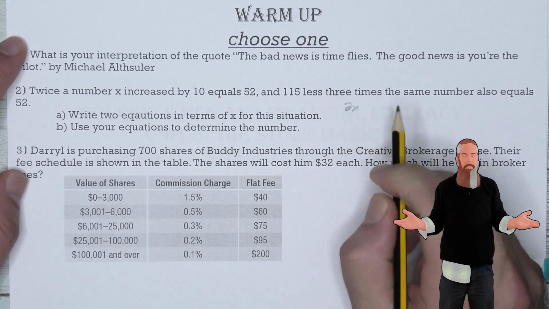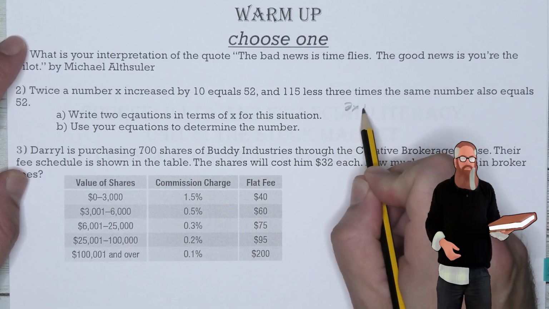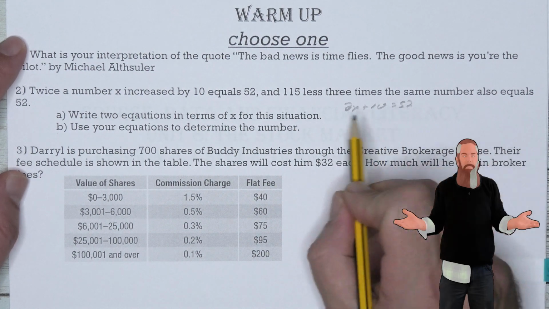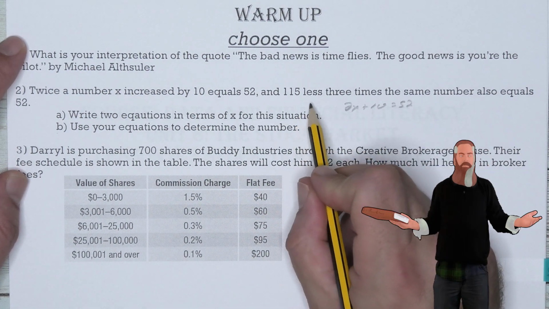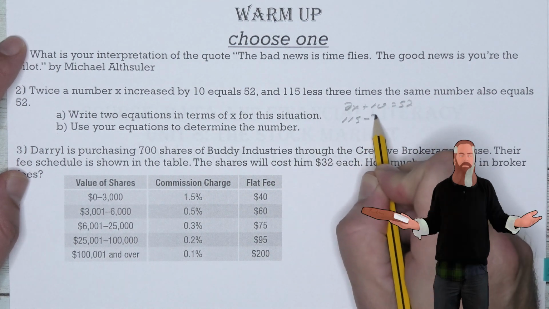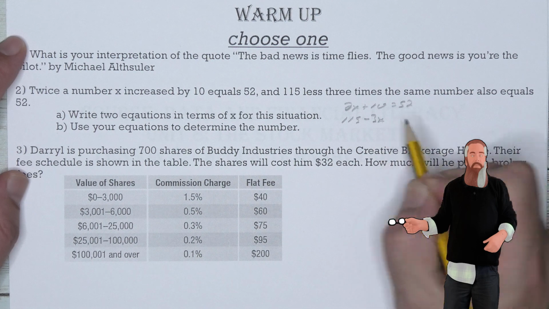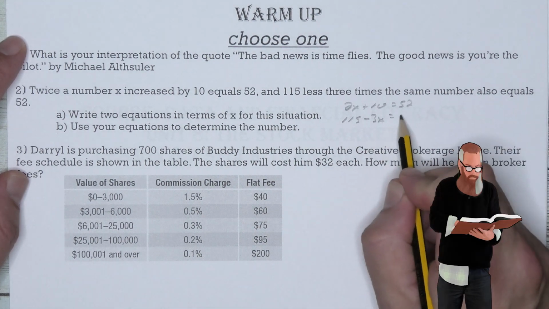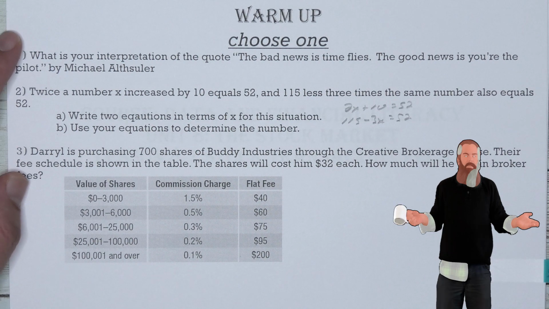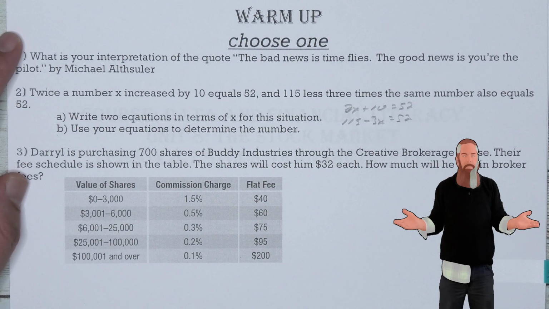Well, twice the number x would be 2x. Increased by 10 would be plus 10, and we get equals 52. Now, 115 less 3 times, so minus 3 times the same number, which is x, and this is also equal to 52. Now, use these equations to determine the number.